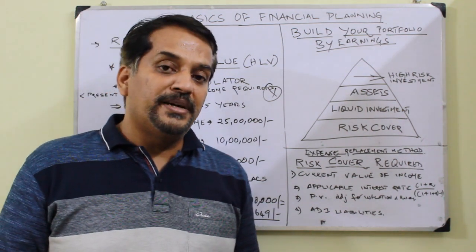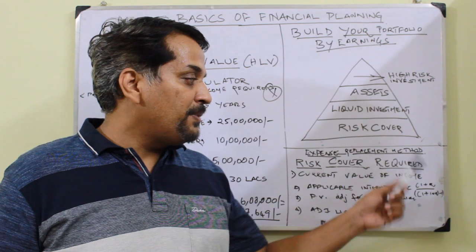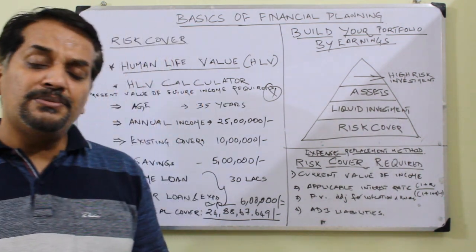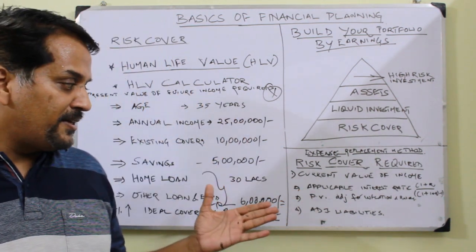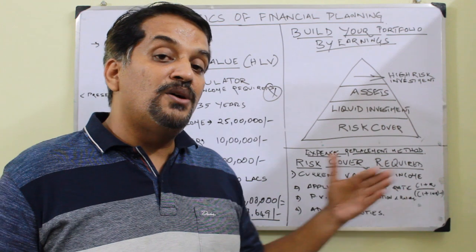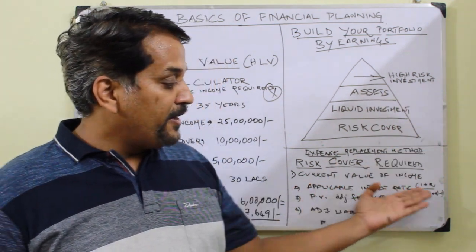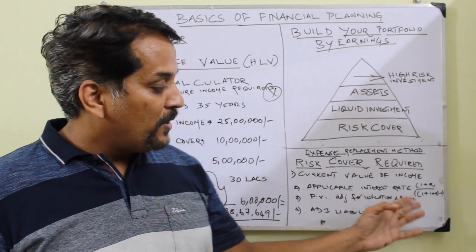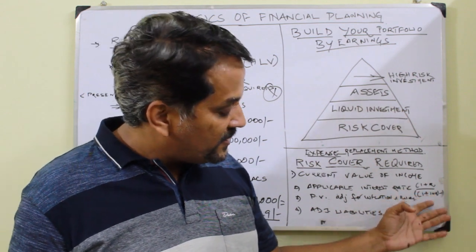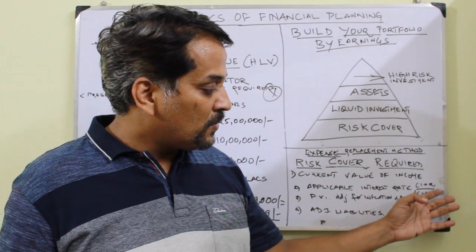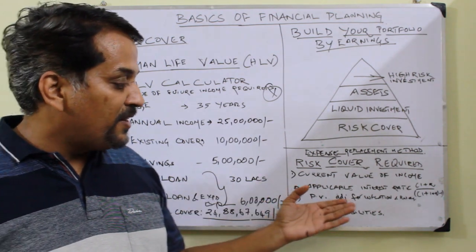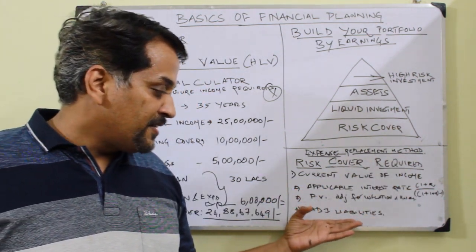There is also one more method, my dear friends. It's called the expense replacement method. It is slightly different from the income replacement method, because we have to take the current value of income, extrapolate how much income is required in future years, and apply the interest rate. The formula is 1 plus R divided by 1 plus inflation rate, close bracket, minus 1. Then the present value is adjusted for inflation rates and adjusted liabilities.